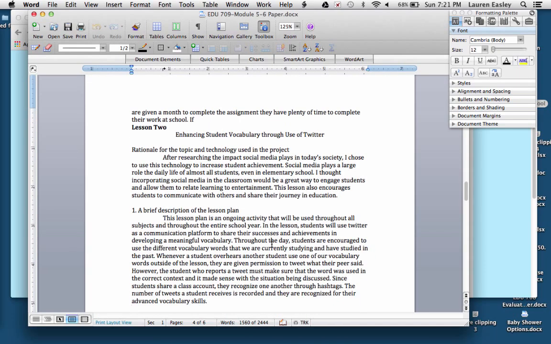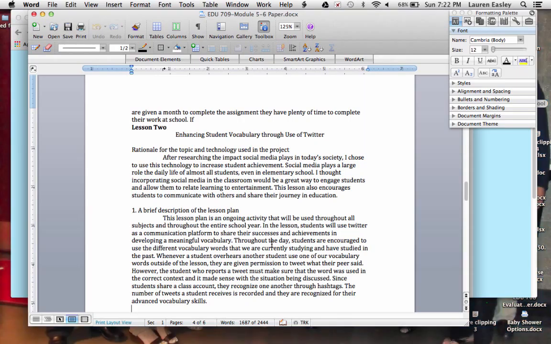This lesson would be an ongoing activity that will be used throughout all subjects and throughout the entire school year. In the lesson, students will use Twitter as a communication platform to share their successes and achievements in developing a meaningful vocabulary. Throughout the day, students are encouraged to use the different vocabulary words that we are currently studying and have studied in the past. Whenever a student overhears another student use one of the vocabulary words outside of a lesson, they are given permission to tweet what their peer said. However, the students who report a tweet must make sure that the word was used in the correct context and it made sense with the situation being discussed.